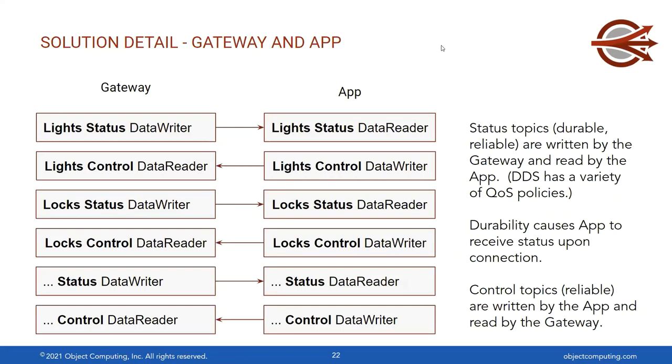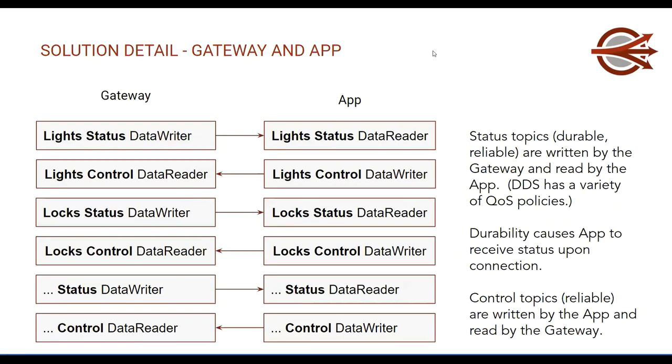So Adam introduced the basic DDS concepts. For our purposes, we can think about two kinds of topics. We can think about status topics, where the device is going to be writing these status topics, and we can think about control topics, where the application wants to control a device. So the gateway is going to write a status topic. The application is going to read the status topic. The application is going to write a control topic, and the gateway is going to read a control topic.